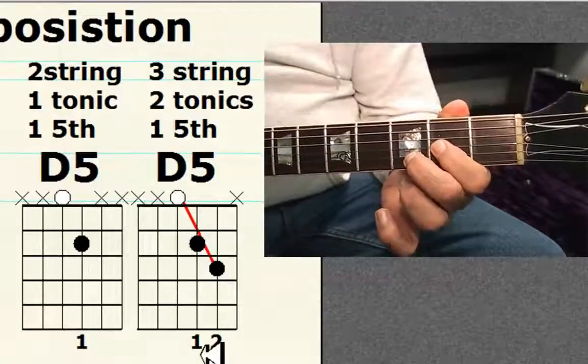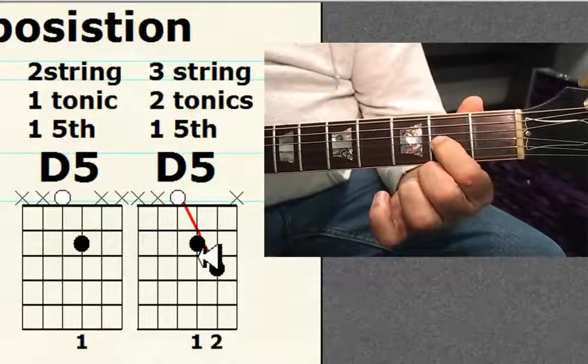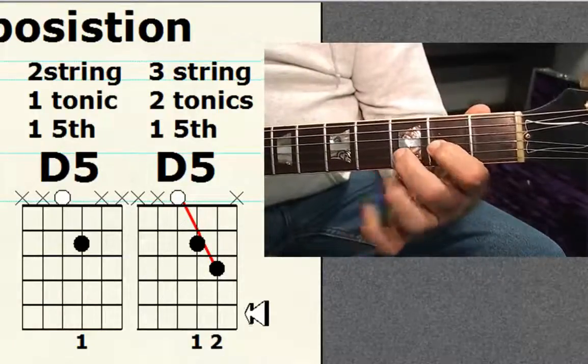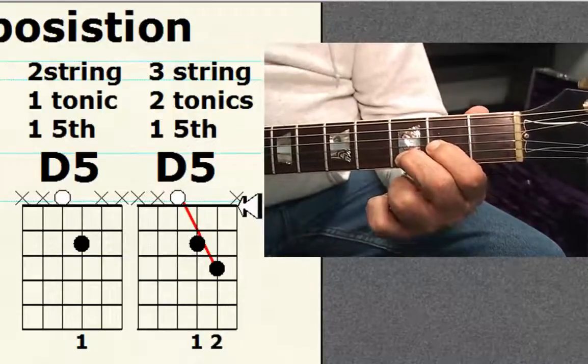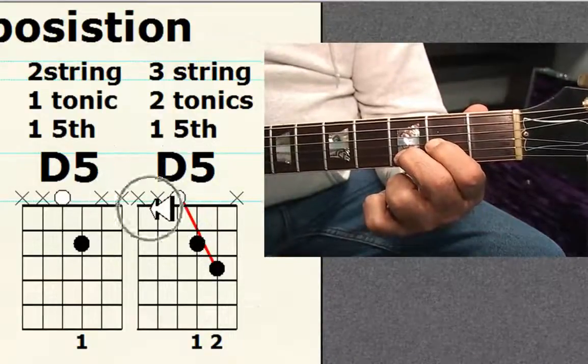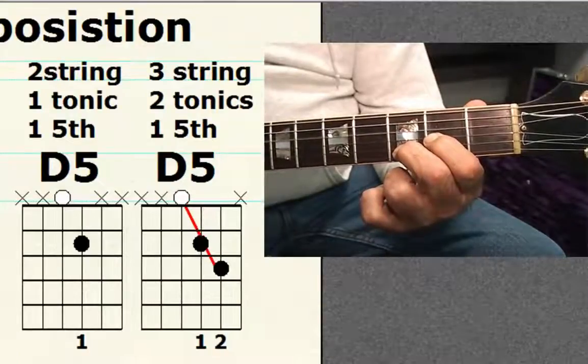Now recite: first finger, second fret, third string, your second finger, third fret, second string. The first string is muted, and so you don't pick 6 and 5. Let's hear it. Pick it again.